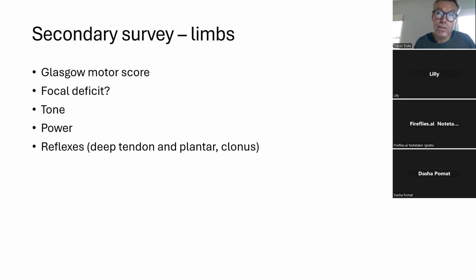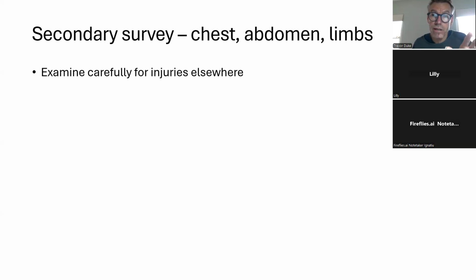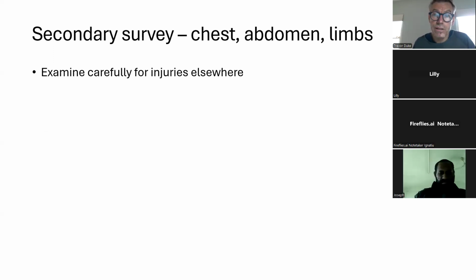That does suggest an intracranial injury, and important to do those things. But probably the most important aspect of the neurological or limb examination is to look for focality, look for some asymmetry between the sides. You need to examine carefully for injuries elsewhere, chest and abdomen as well. But mostly today we're talking about brain injury.